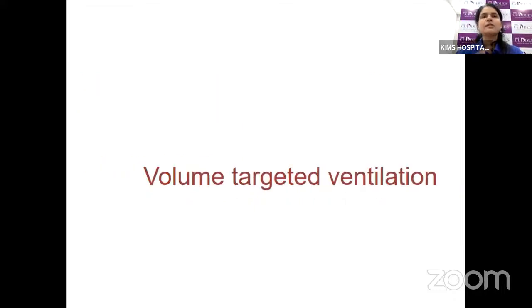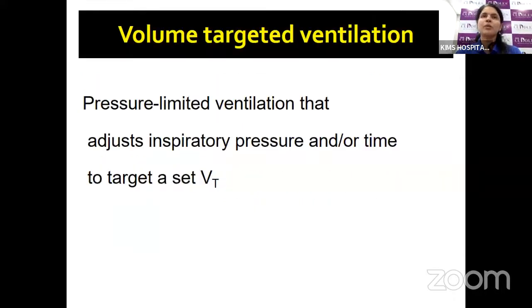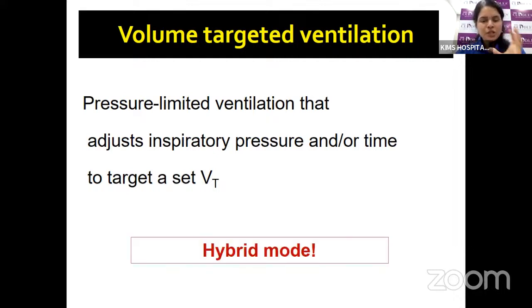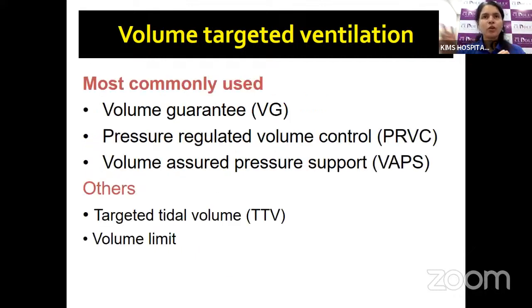The preferred mode of ventilation is volume targeted ventilation, which is a hybrid mode between pressure controlled and volume controlled ventilation. So what does this term mean? Volume targeted ventilation refers to a group of modes where every breath is essentially a pressure limited breath, but you adjust the inspiratory pressure or the inspiratory time in order to target a set tidal volume. So you achieve the advantages of both volume controlled and pressure controlled ventilation in a certain way. You have a certain control over pressure and you're also able to target the tidal volume.